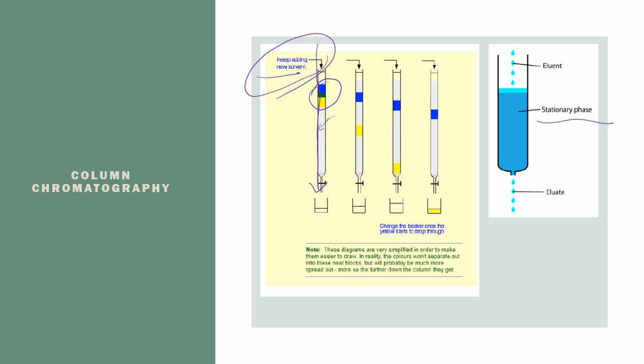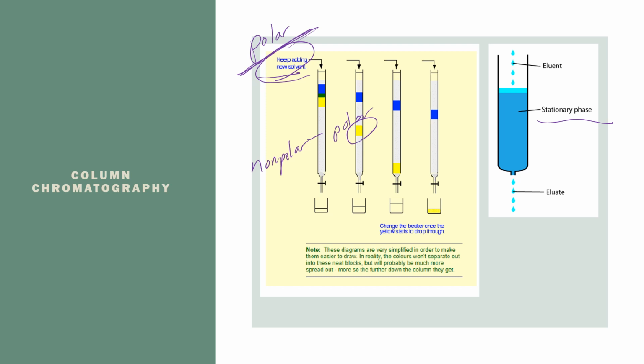But then as the solvent travels through, whichever part of your mixture is most attracted to the solvent will travel through first. So, let's say for example that your stationary phase in this one is nonpolar, and your solvent then should be polar. And as you're putting the polar solvent through, the one that is most polar will travel with it. So the yellow, in this case, will be more polar because it's traveling with the polar solvent.